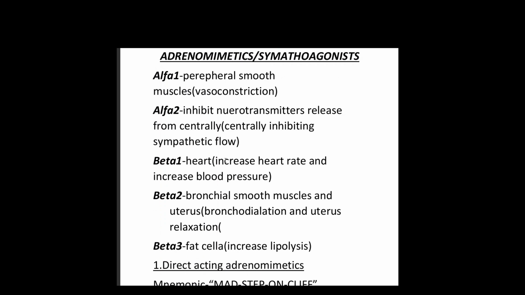So next, alpha 2 inhibits neurotransmitter release centrally, inhibiting sympathetic flow. Even though this is a sympathoagonist, the drugs that bind to alpha 2 receptors will centrally inhibit sympathetic flow, like alpha 2 agonists, for example clonidine. So in hypertension, you could use this clonidine. It will decrease the sympathetic outflow.